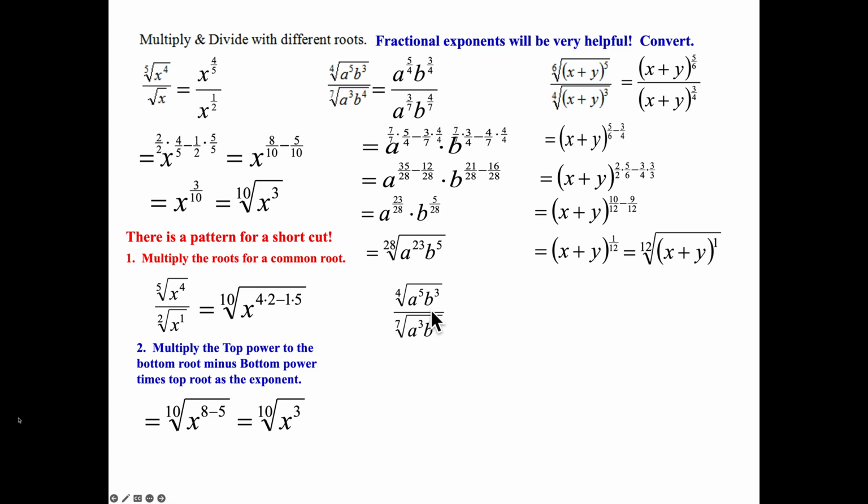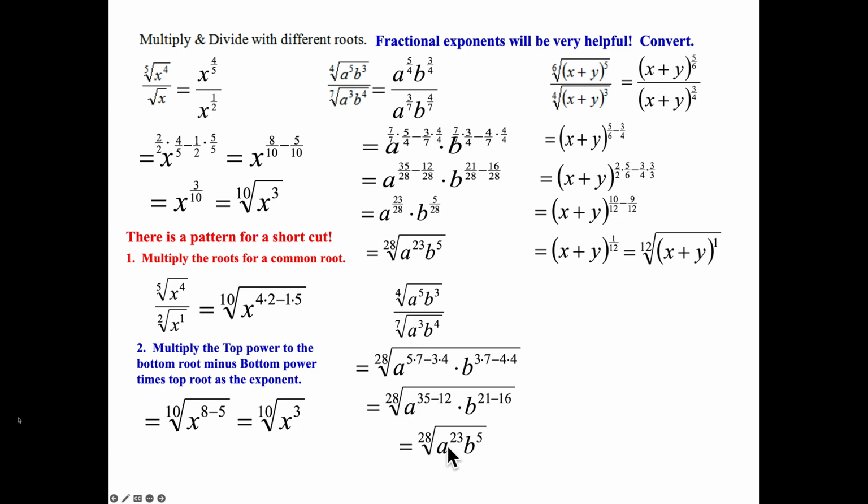Working with this one here, okay, 4 times 7, 28th root. Top power 5 times bottom root 7, minus bottom power 3 times top root 4. Then your A is done. Then we do the same with the B. So B, top power 3 times bottom root 7, minus bottom power 4 times top root 4. 35 minus 12, that's the A to the 23rd. 21 minus 16, there's the B to the 5th, and we're done.